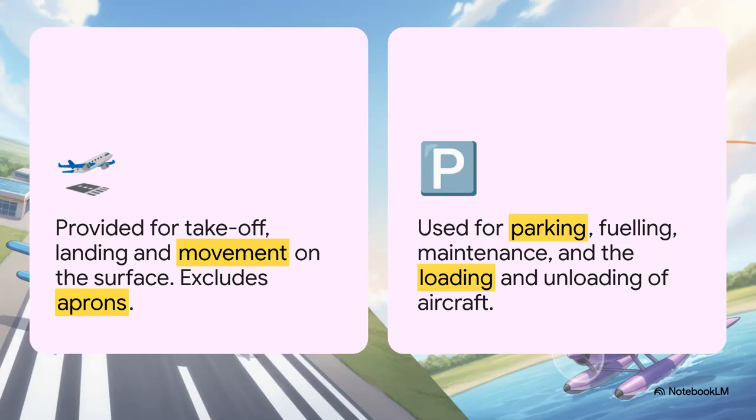Putting these two side by side really helps lock in that mental map. On one side, the maneuvering area is all about action. It's your takeoff, your landing, and your general surface movement. On the flip side, the apron is all about preparation and stationary tasks. Parking, fueling, maintenance, loading, and unloading. Building this clear spatial map in your head is vital because, remember, these are mutually exclusive zones. Confusing the two is a super common trap on the ground exam, but understanding their distinct purposes like this makes it pretty much impossible to forget.